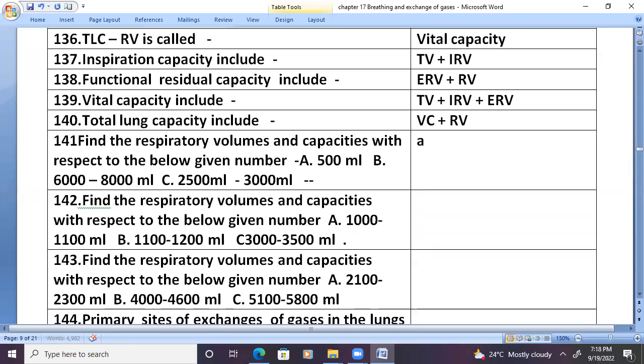500 ml is nothing but tidal volume. 6,000 to 8,000 ml is the tidal volume per minute. For one breath we have 500 ml, and at 12 to 16 breaths per minute, it is calculated as 6,000 to 8,000 ml. 2,500 to 3,000 ml is the inspiratory reserve volume.